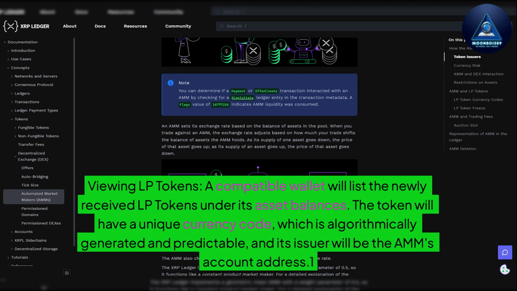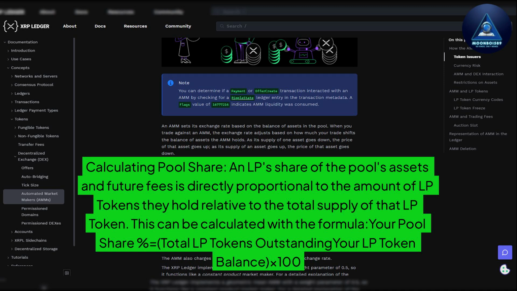An LP's share of the pool's assets and future fees is directly proportional to the amount of LP tokens they hold relative to the total supply of that LP token. This can be calculated with the formula: your pool share percent equals your LP token balance divided by total LP tokens outstanding, times 100. The DEX interface for the specific pool usually displays the total LP tokens outstanding, sometimes referred to as total liquidity, making it easy to monitor one's share.